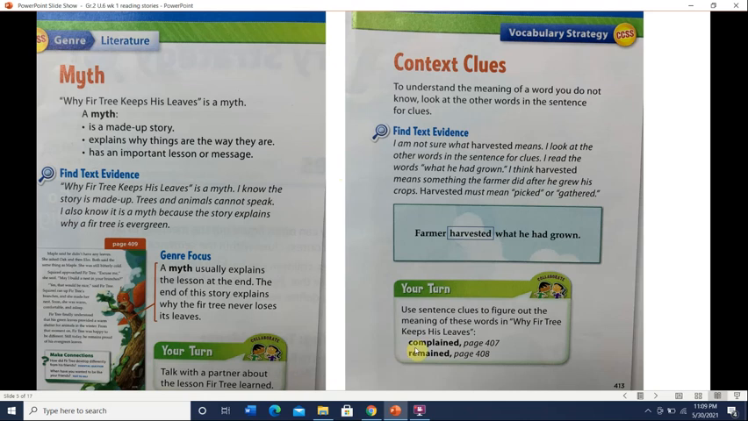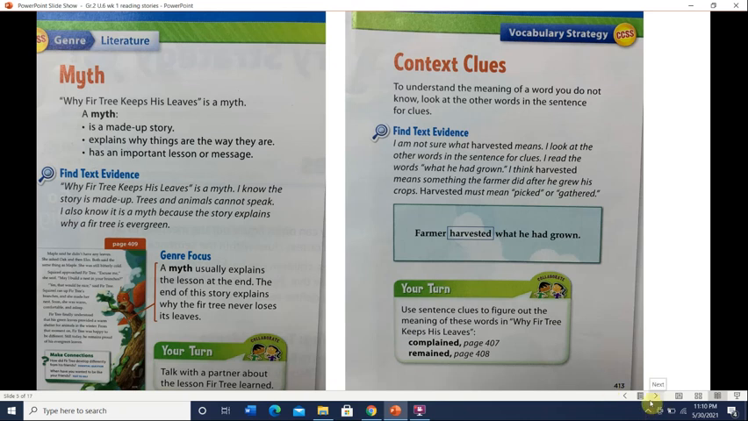Like for example, if we took the word complained. So if the fir tree went to complain to Mother Nature, and it showed you later on the way he was talking. Why am I not changing? So it shows you that complaining means that to say that you're not happy about something, that you want something to be, you're not okay, or you don't agree with the way something is. Okay.